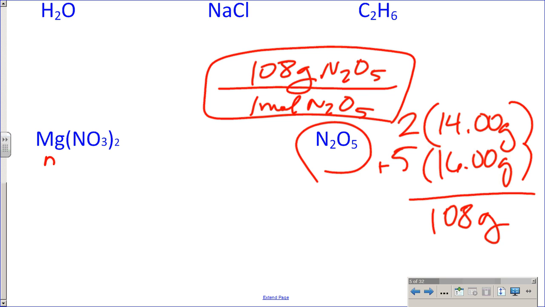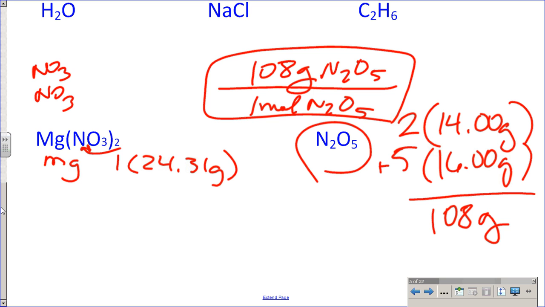So magnesium weighs what? 24.31. How many nitrogens are present? 2. Yes, there's a subscript out here. It distributes in. I have a 1 right here after the nitrogen, but there's 2 nitrates, so that's NO3 and NO3 together, right? So I have 2 nitrates, so that's 2 times 14 for the nitrogen.